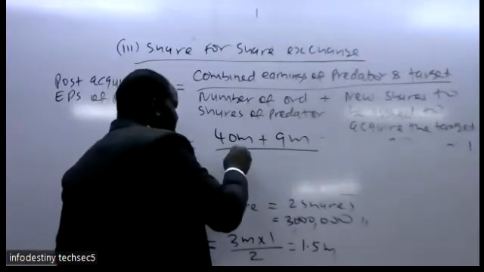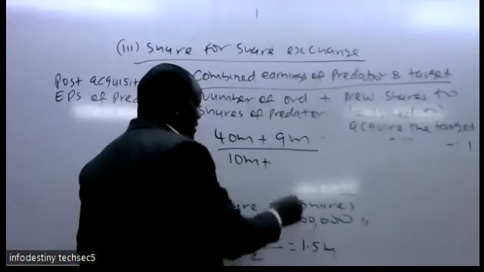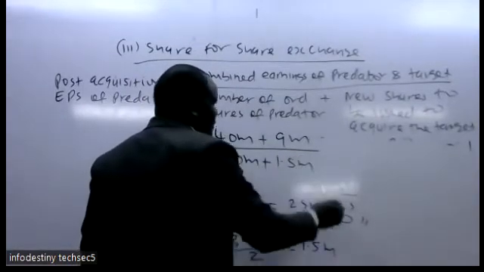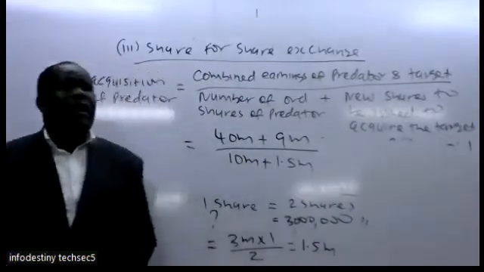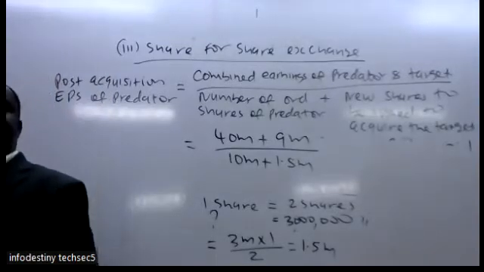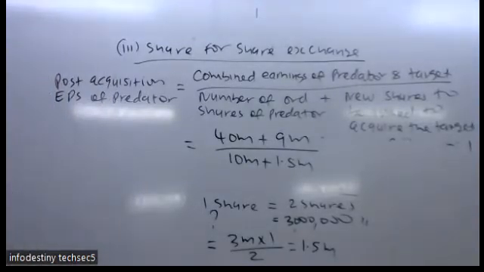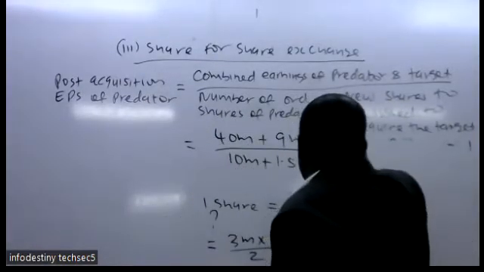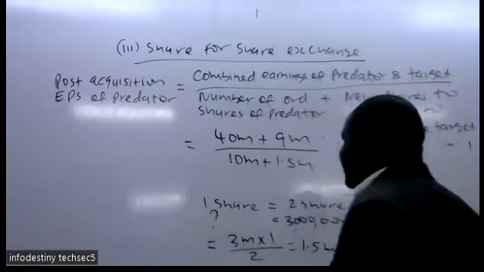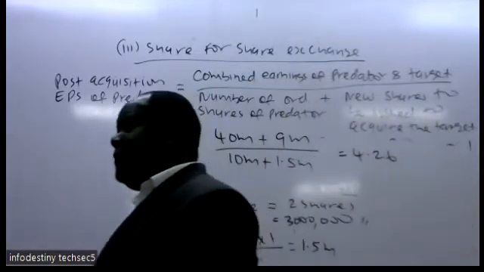There are 10 million. Then we add 1.5 million shares, those are the new shares to be issued. So now we get the earning per share of the predator. It is giving us which figure? 4.26.